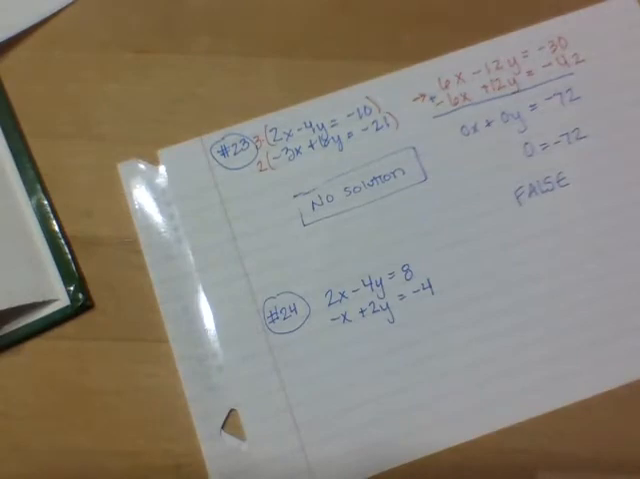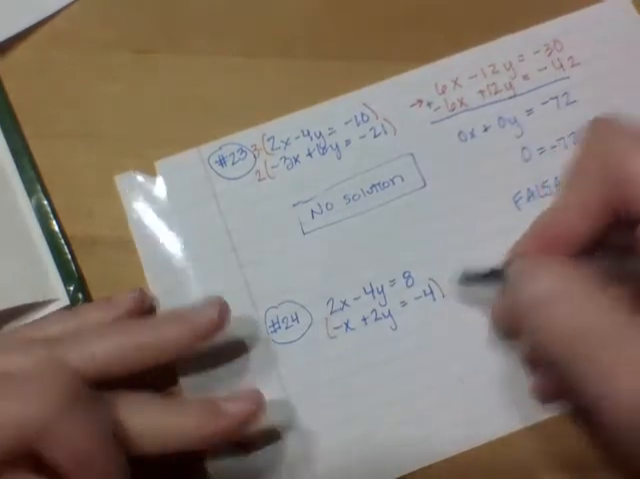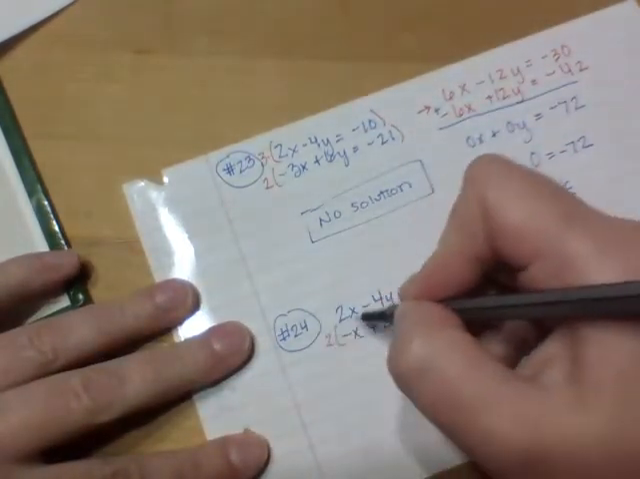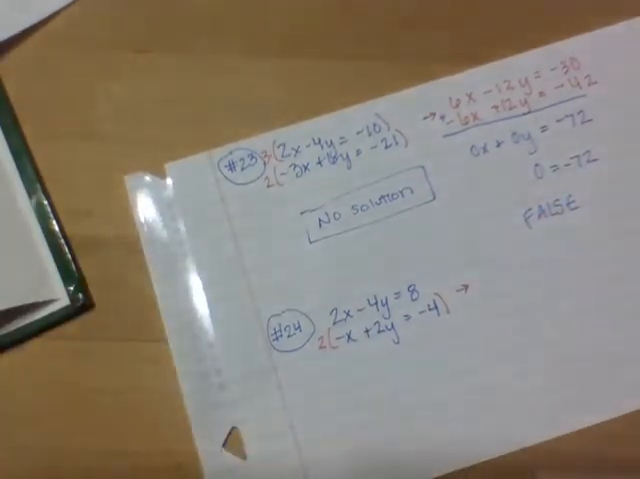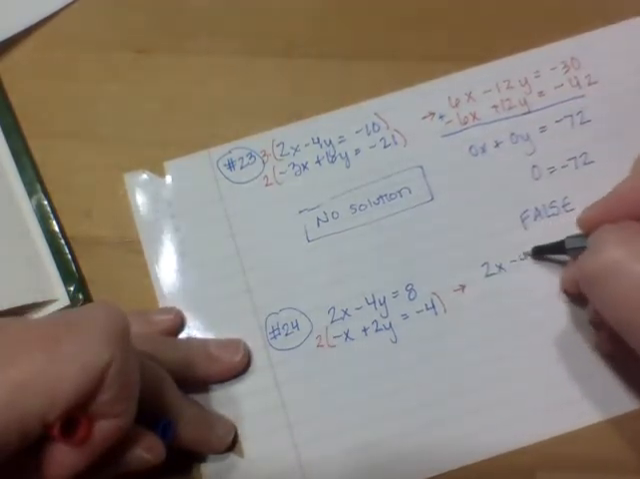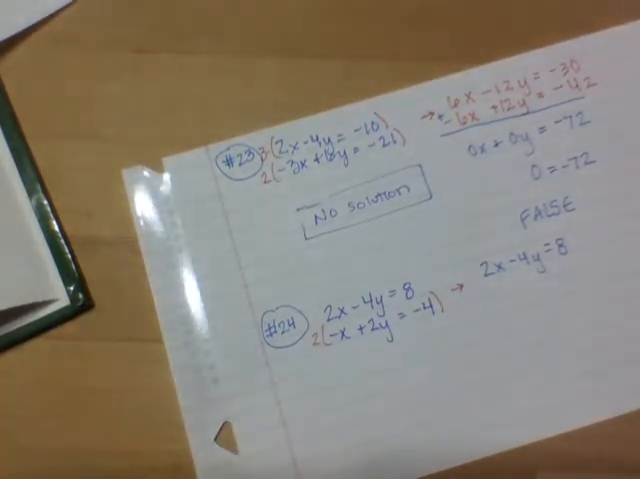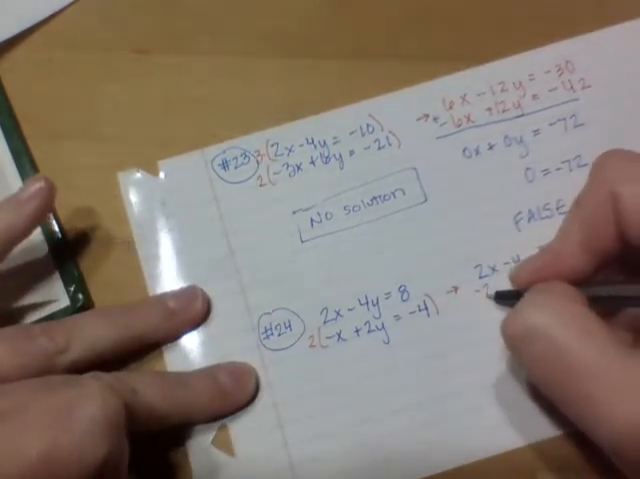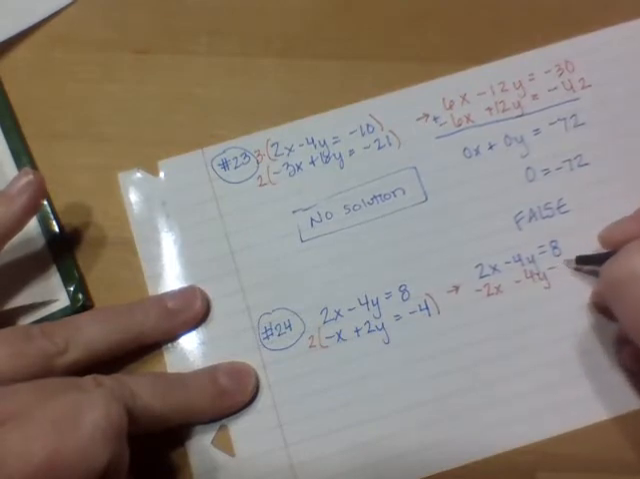All right, I'm going to multiply the bottom row by 2 to get an opposite out front here, which means that we will be left with the same top equation of 2x minus 4y equals 8. But then the bottom equation has become negative 2x plus 4y equals negative 8.